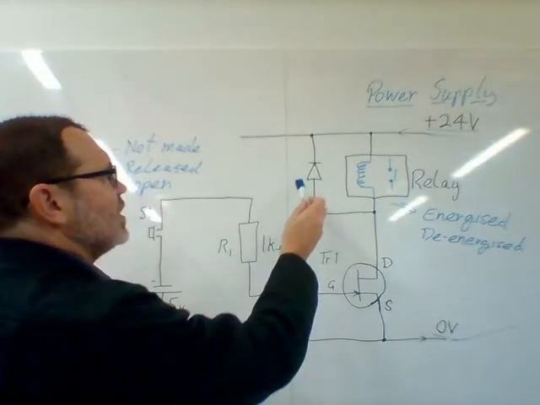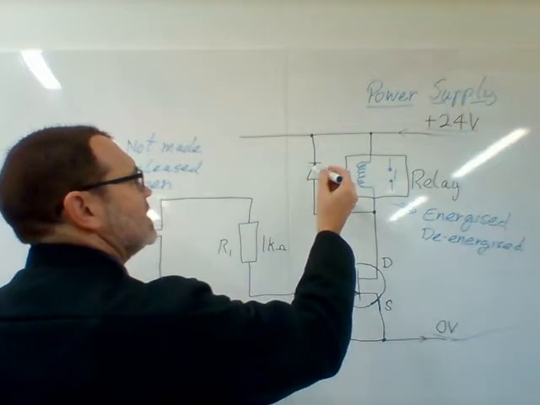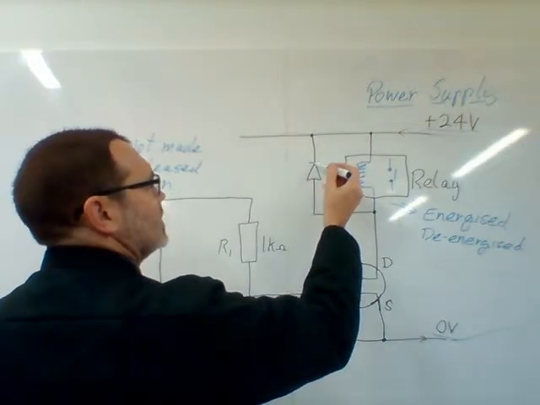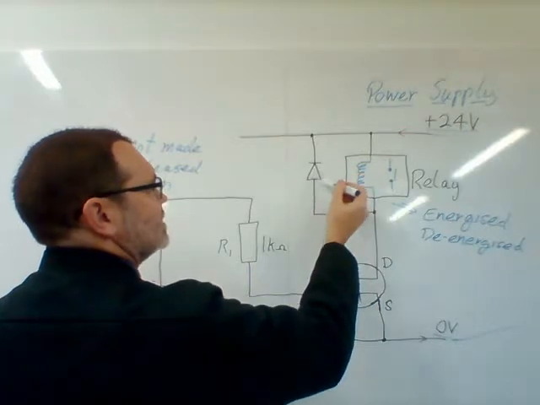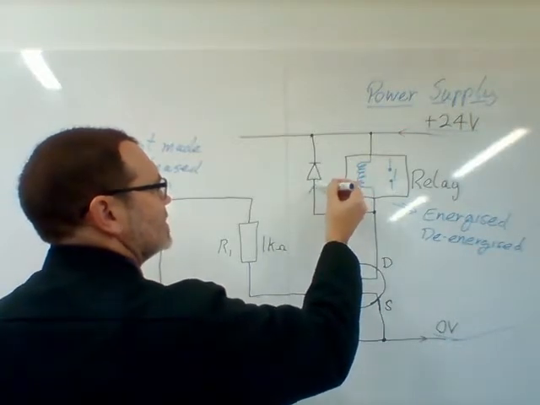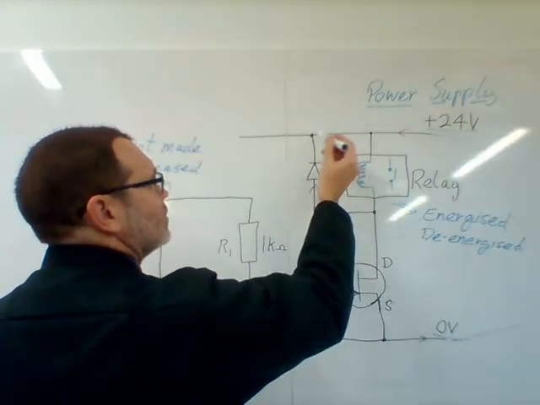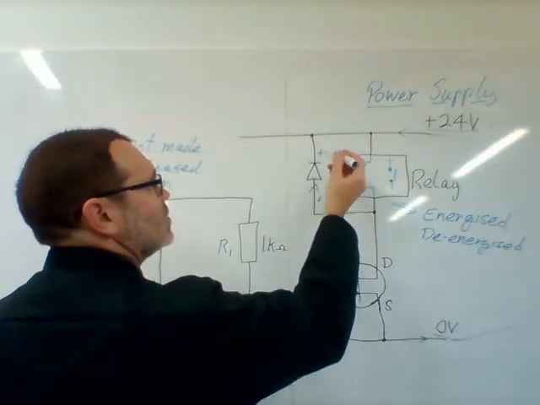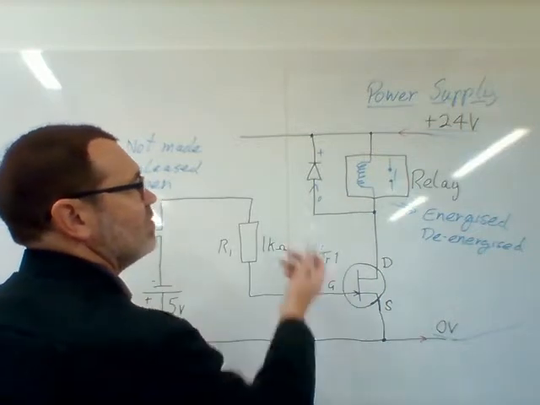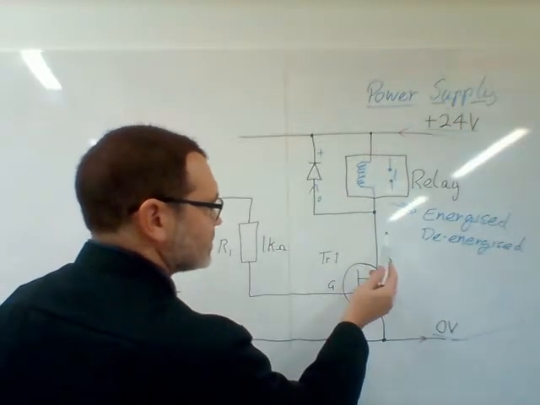We've also got a diode here. Now the diode is connected in such a way that it's not conducting. Diodes only conduct in one direction, and that's in the direction that the arrow points, so that's in that direction. We've got a plus voltage up here, and we've got 0 volts down here, so no current is flowing through the diode. Bit of a mystery why it's there at the moment.